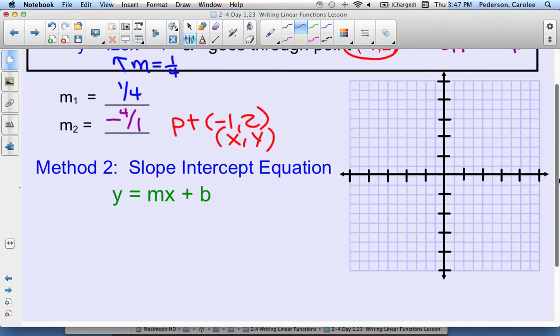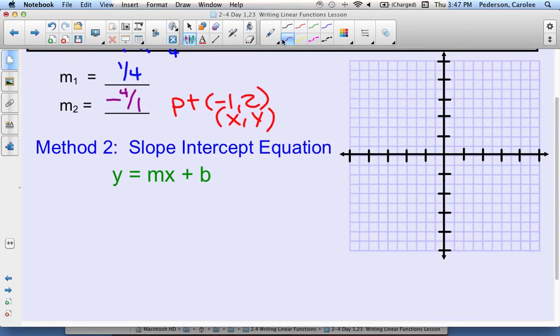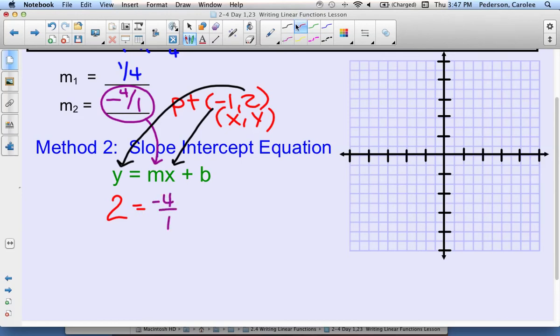So we're going to use method 2. We're going to substitute -4, or -4/1, in for the slope, and then -1 in for x, and 2 in for y. So 2 is my y. My slope is -4/1, or just -4. My x is -1, and I'm going to solve it for b, which represents my y-intercept.